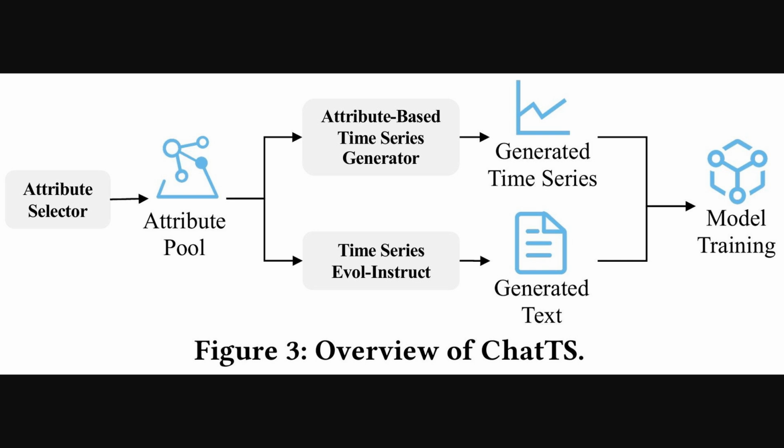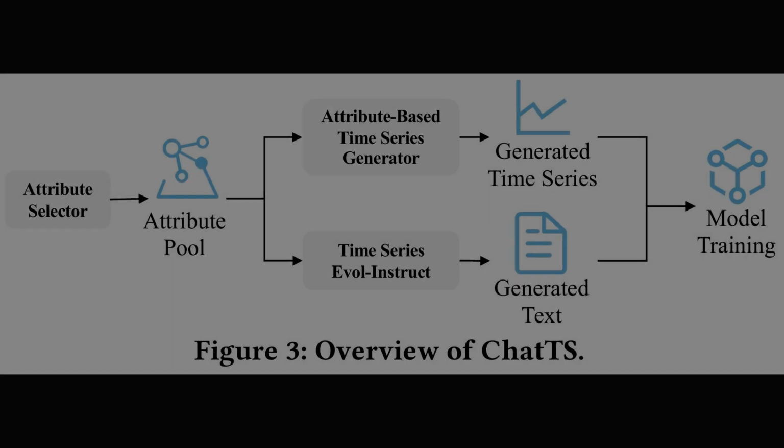Okay, so Figure 3 here actually shows us how they generate that synthetic data for training ChatTS, which I mentioned earlier. It starts with selecting specific time series features or attributes, like trend or seasonality, from a pool. Then, based on these selected attributes, the system generates two things: the actual time series data, the wavy line plots, and descriptive text about it, including Q&A pairs, using a method called time series eval instruct. This generated time series and its matching text are then used together to train the model.